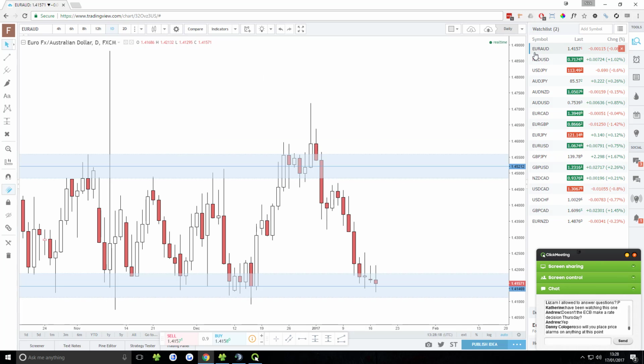The star of today is Euro AUD. Do keep a close eye on that. That could give us a nice trade on the daily chart. It's definitely worth looking at.